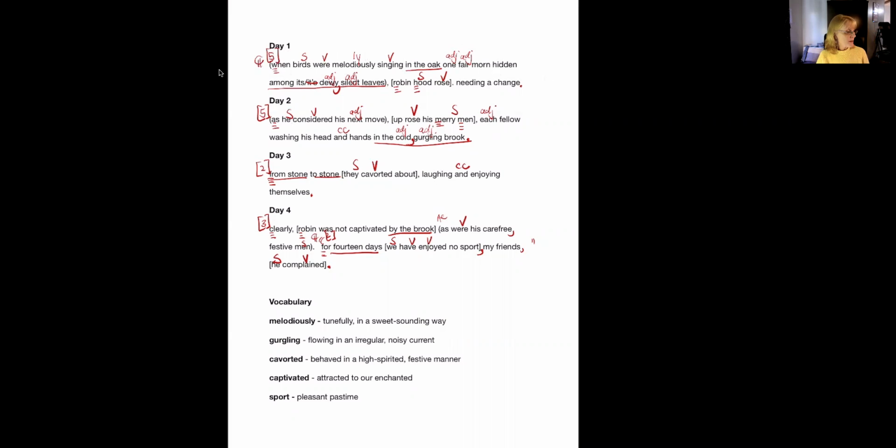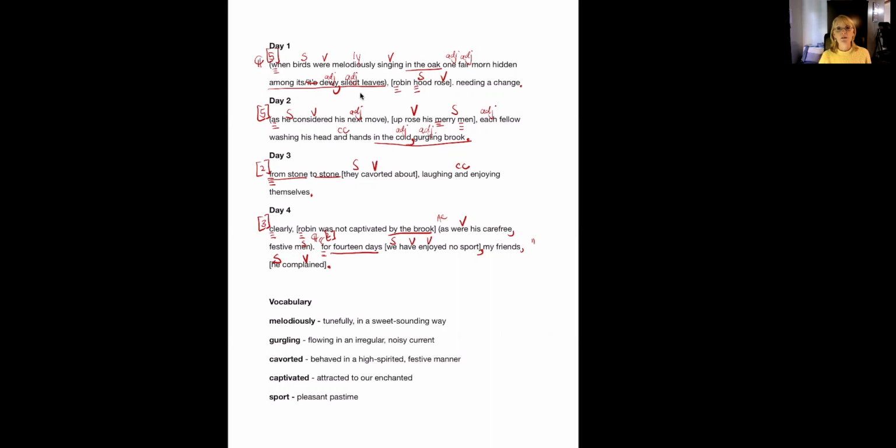Remember, it says at the top of your page, when you see two adjectives before a noun, ask if you can switch their order or if you can put "and" in between them to see if you need a comma. And that will help you determine if they are cumulative, which means no comma, or coordinate, which means they do need a comma. So we have this adverbial opener here. When birds were melodiously singing in the oak one fair morning, hidden among its dewy silent leaves. There's a comma. That's the beginning of our sentence.